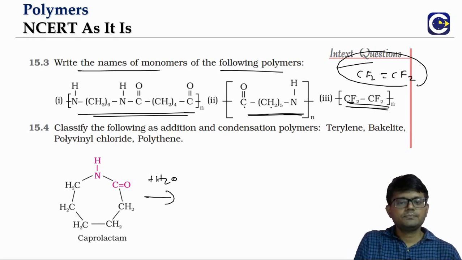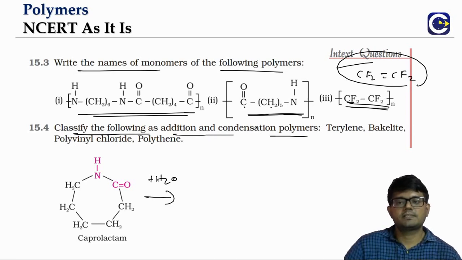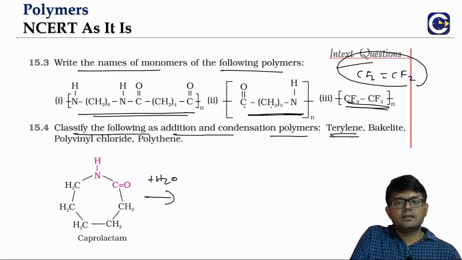Okay. Then classify the following as addition or condensation polymers. Terylene, Dacron. What is this? We can also call it PET. What is this? Polyester. It is a condensation polymer. Bakelite, condensation, right? It is a phenol formaldehyde polymer. It is a condensation polymer.